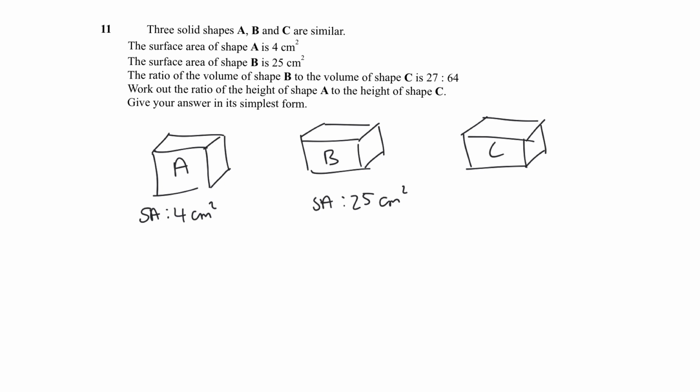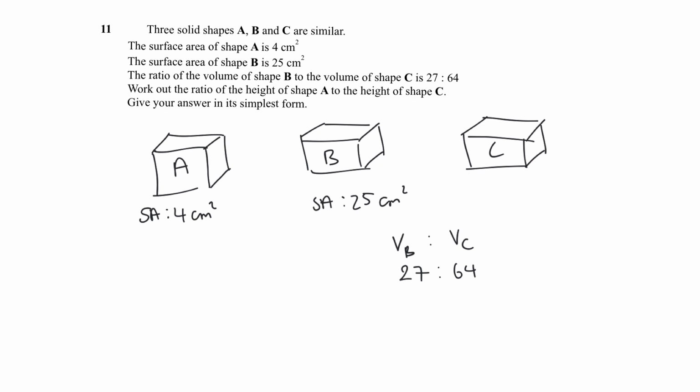And it says the ratio of the volume of B to C is a 27 to 64 centimeters cubed ratio. It wants us to work out the ratio of the height of shape A to shape C. Ooh, okay.